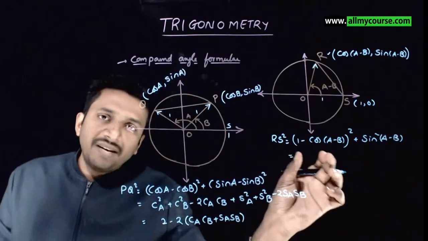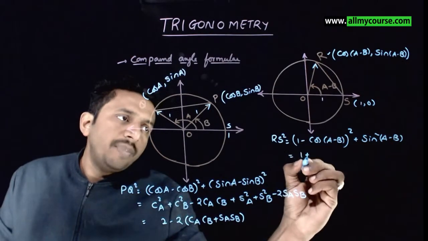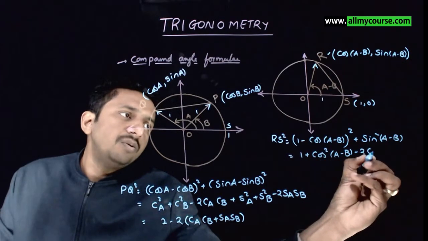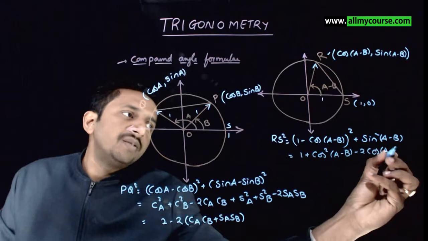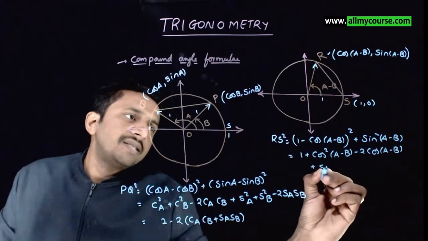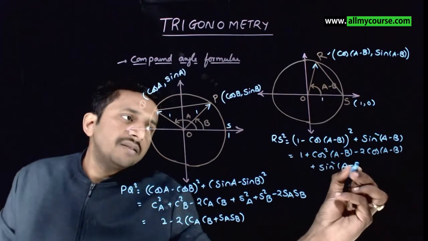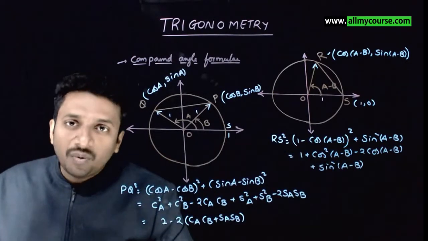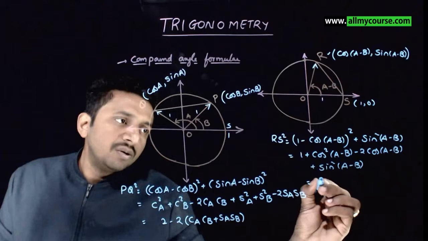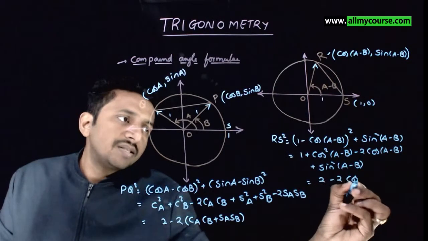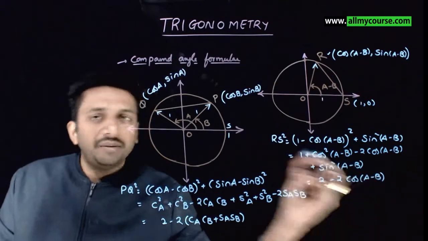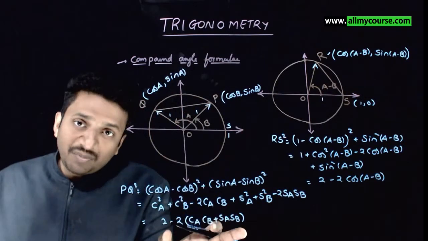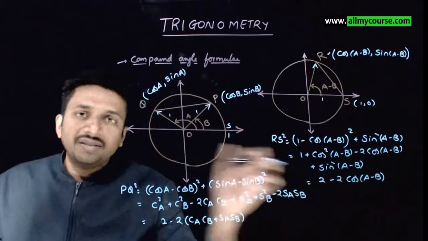If you expand this, that is equal to 1 plus cos square(A minus B) minus 2 cos(A minus B) plus sin square(A minus B). Now what is cos square(A minus B) plus sin square(A minus B)? It is equal to 1. So 1 plus 1 is 2, so 2 minus 2 cos(A minus B). So PQ square is this, RS square is this.